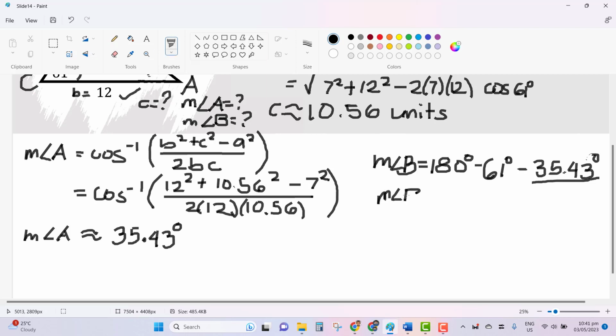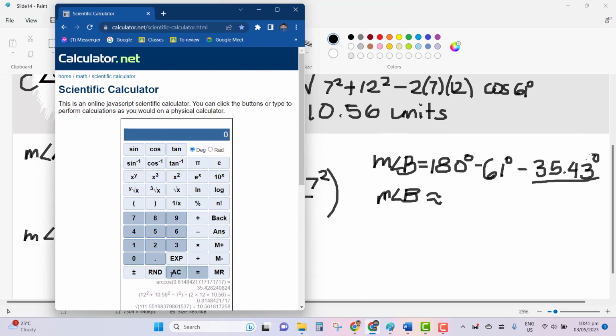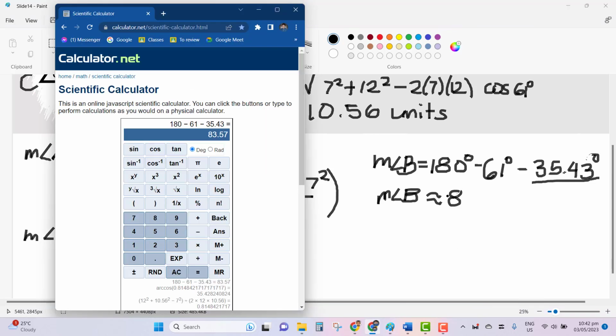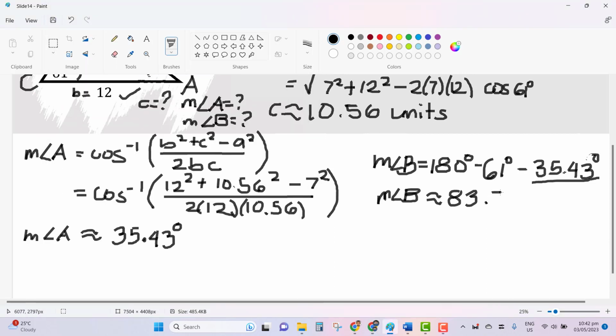So the measurement of angle B is approximately equal to, let's subtract that. So you have 180 degrees less 61 less 35.43 degrees. Even if our answer here is an exact value in 2 decimal places, please do not forget that 35.43 is already a rounded off value. Hence, it's not exactly equal to 83.57, but approximately 83.57 degrees. So these are the answers for the unknown measurements of the oblique triangle.